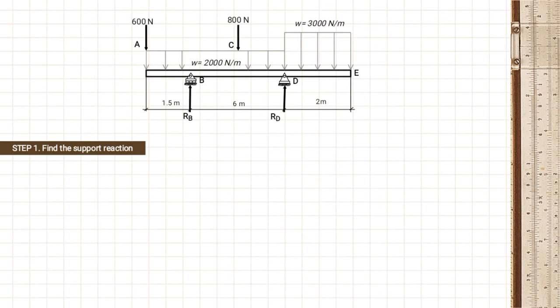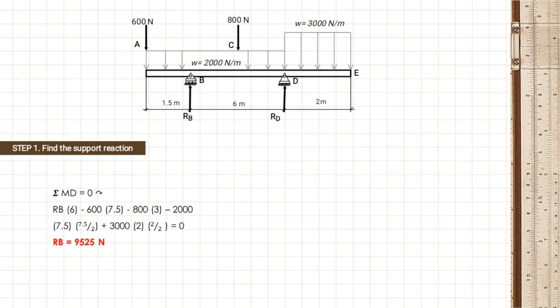So first we need to find the support reaction at B and D, and we will use the summation of moment at D is equal to 0, and we will come up to the solution of reaction at B multiplied by 6 minus 600 multiplied by 7.5 minus 800 times 3 minus 2000 multiplied by 7.5 times 7.5 over 2 plus 3000 times 2 multiplied by 1 is equal to 0, and the reaction at B is equal to 9,525 Newton.